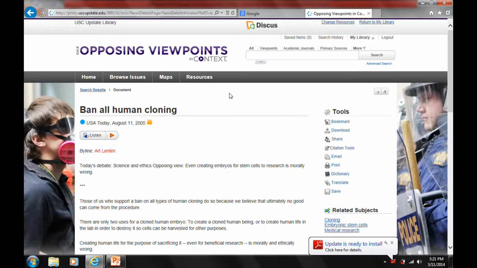Now, just to show you where the information is on this page, like I said, Opposing Viewpoints in Context is the name of this database. Ban All Human Cloning is the name of the article. USA Today is the name of the newspaper that it came from, but we would call that the publication. And then here's the date that it was originally published, and here's our author, Art Lentini. So we have all of this information that we can use for a works cited right here.